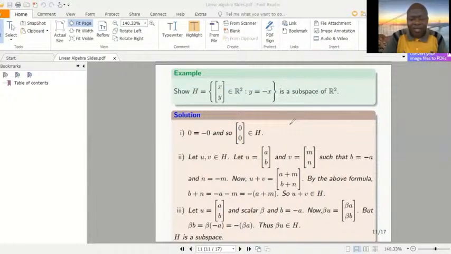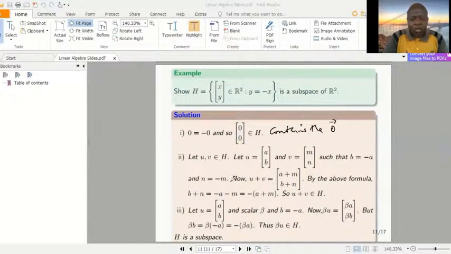So the question is, show that H is a subspace. That means, first of all, show that it's non-empty, or show that it contains the zero vector. Of course, 0 is the same as negative 0, which means this set contains the zero vector.